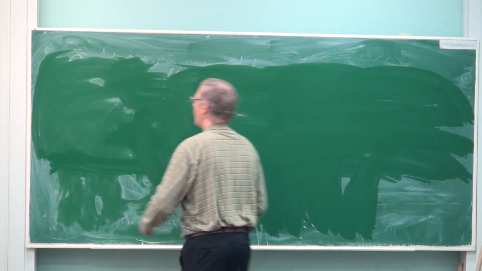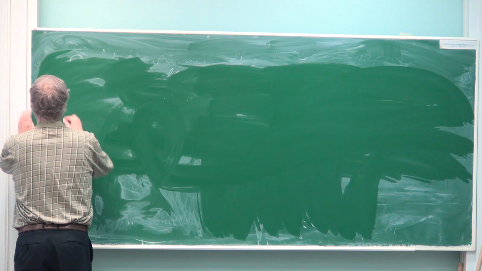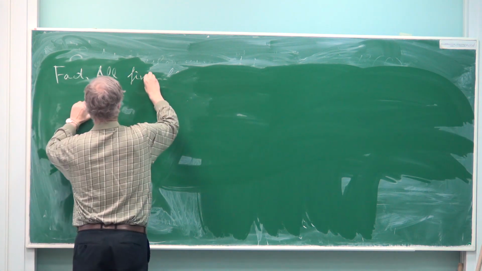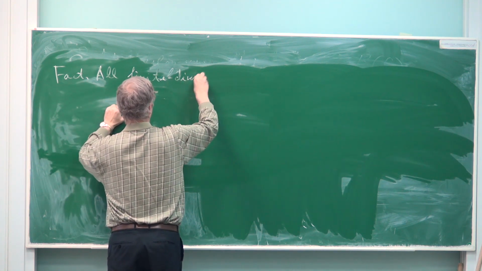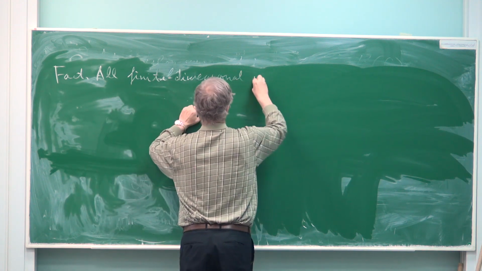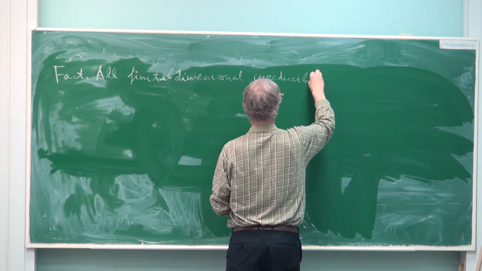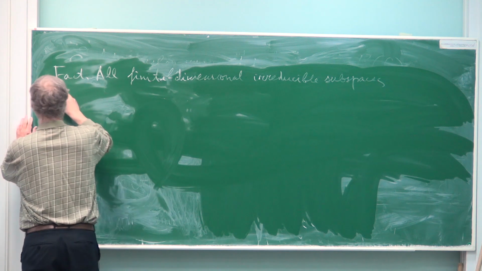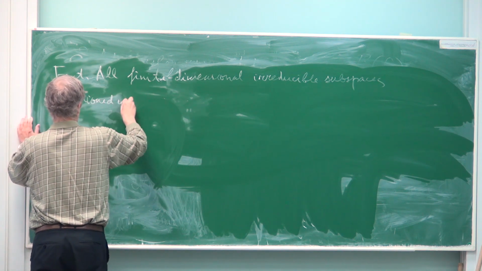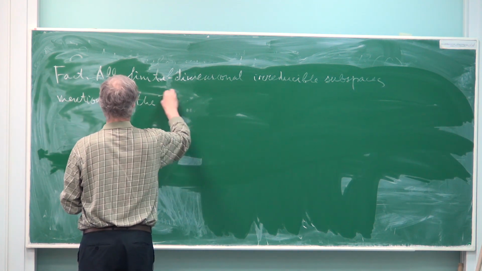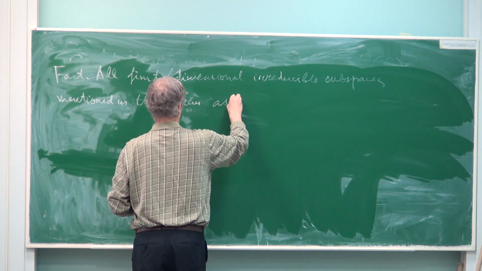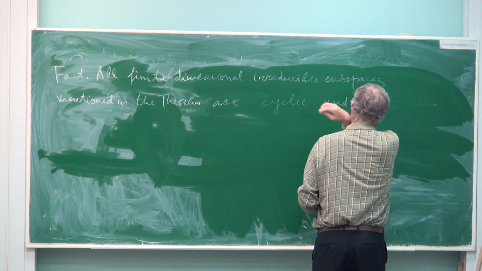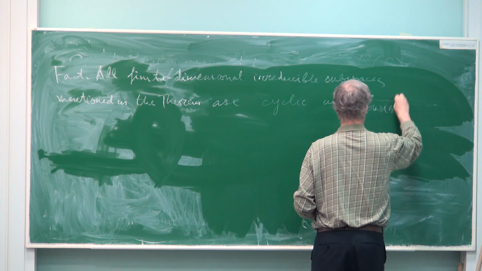Well, first, a fact. All finite dimensional irreducible subspaces mentioned in the theorem are cyclic and consist of continuous functions.